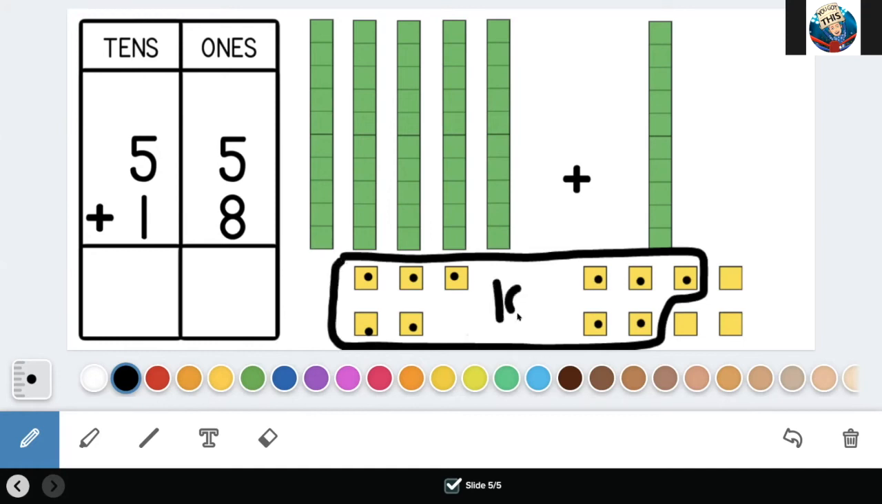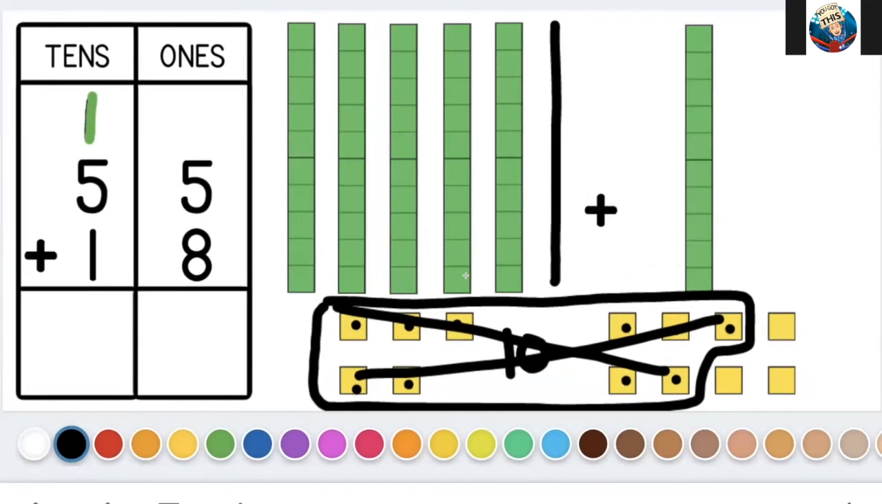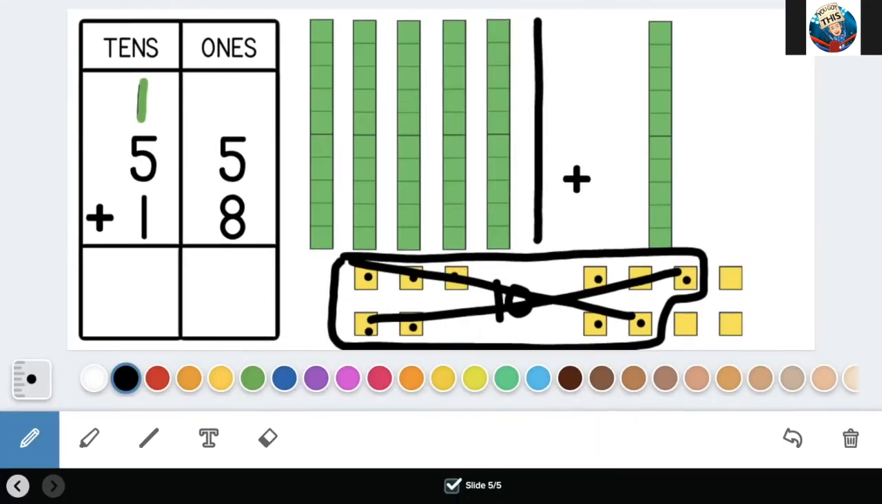Label it as a 10. We can also cross it out and just model by drawing a new 10. And you can also go over to the tens column and remind yourself that you made a 10 so you don't forget to count it later. Okay. Now I'm going to count my leftover ones. 1, 2, 3, and write them in the ones column. 3 leftover ones.